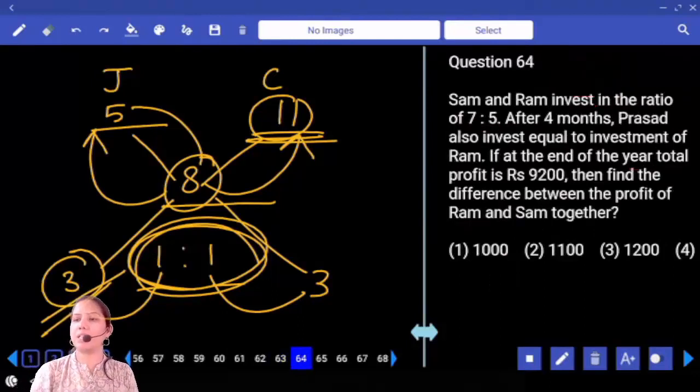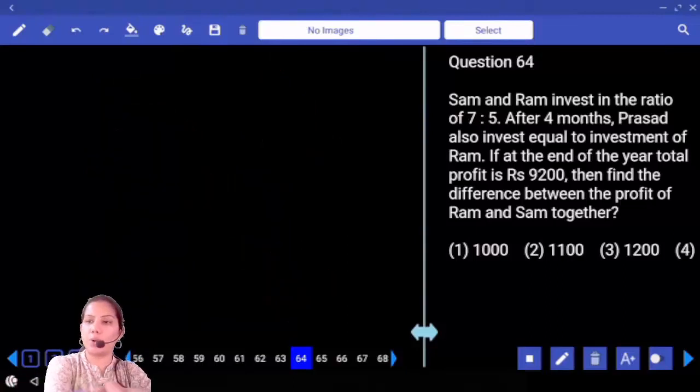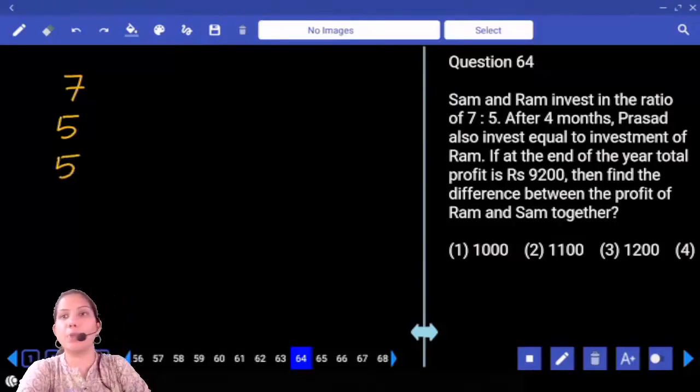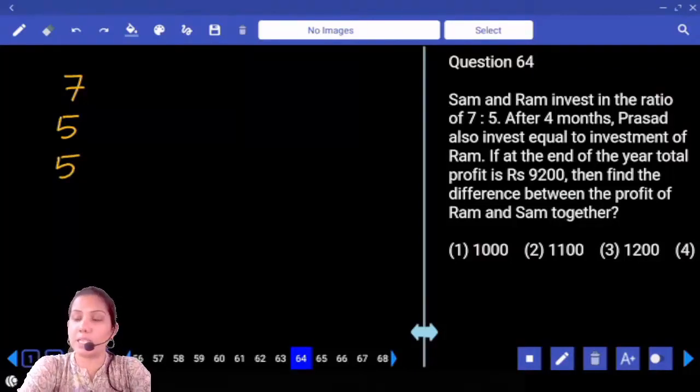Next 64. Sam and Ram invest in the ratio 7:5. After 4 months, Prasad also invested equal to investment of Ram. If at the end of the year, total profit is 9200. Sam investment is equal to 7. Ram investment is equal to 5. Prasad investment is also 5. Next, after how many months Prasad joined? 4 months.